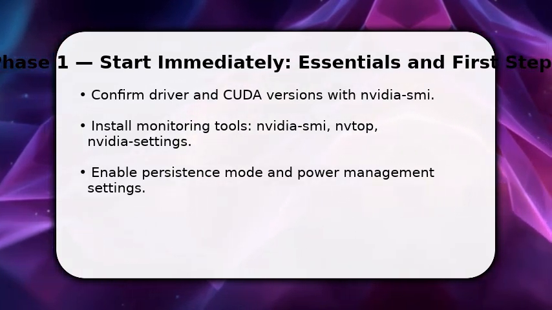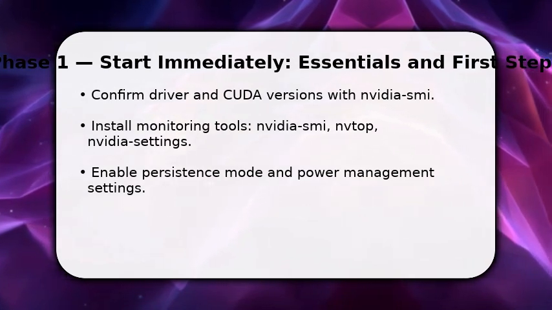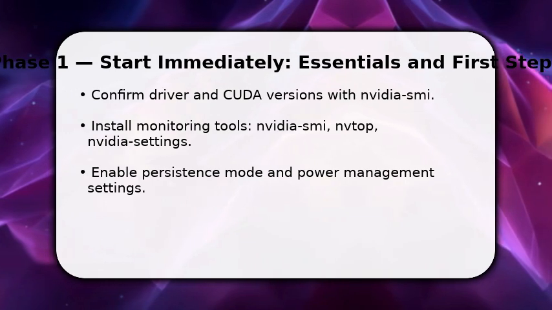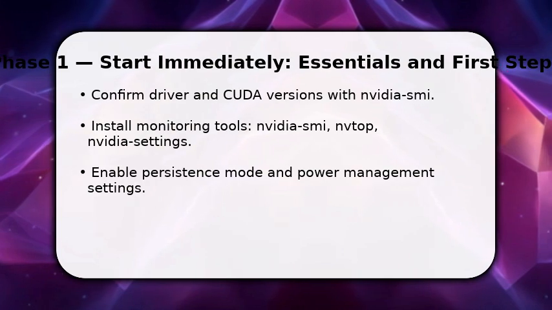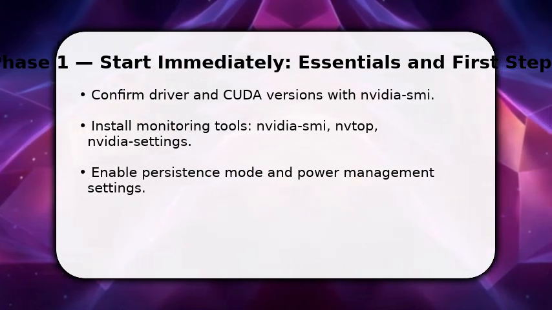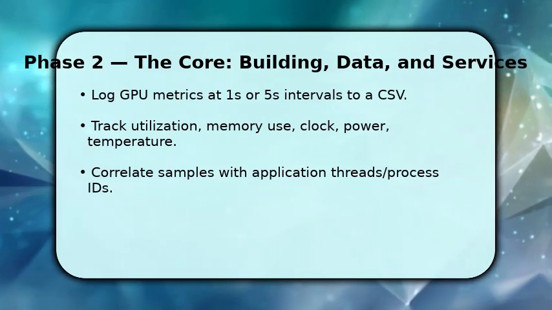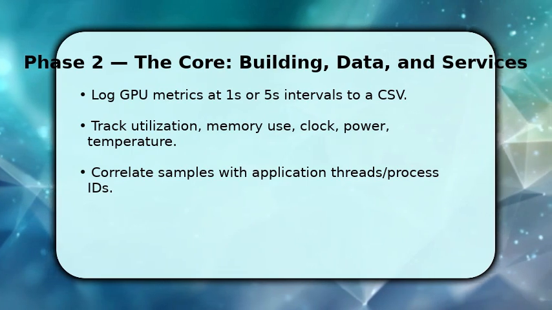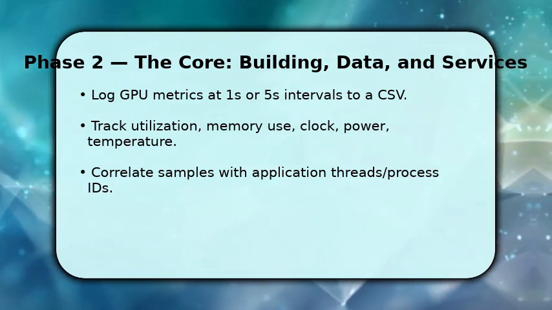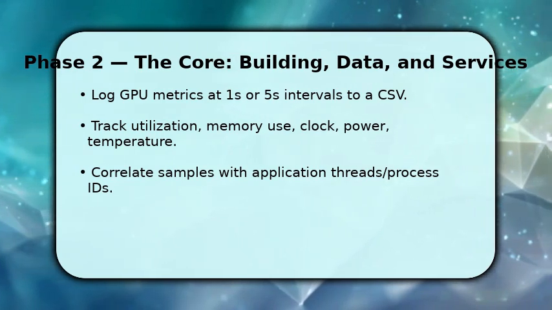Make sure to close competing GPU jobs and pin your test workload to a specific GPU so measurements reflect your intended process, not background activity. Now capture continuous telemetry. Run NVIDIA SMI daemon or scripts logging utilization, memory, clock, power, and temperature at 1 or 5 second intervals. While recording, profile the app, sample threads, kernel launches, and memory transfers so you can correlate spikes.